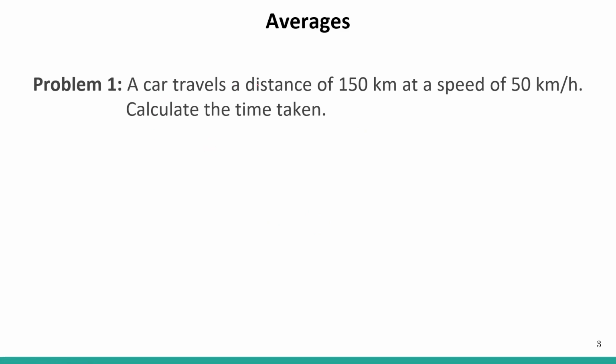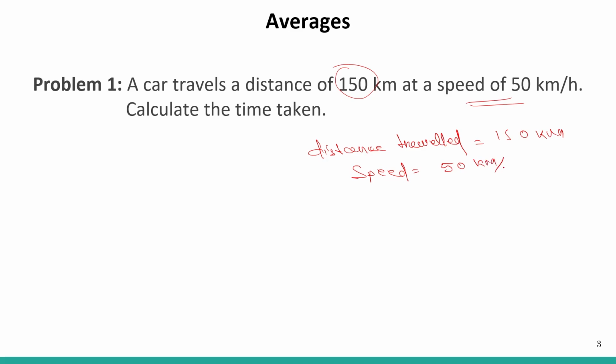A car travels a distance of 150 kilometer. So distance traveled is equal to 150 kilometer, right? The speed is given to us as 50 kilometer per hour. So speed is equal to 50 kilometer per hour, right? What you have to consider at this time is that the distance is given in kilometer and the speed is also given in kilometer.